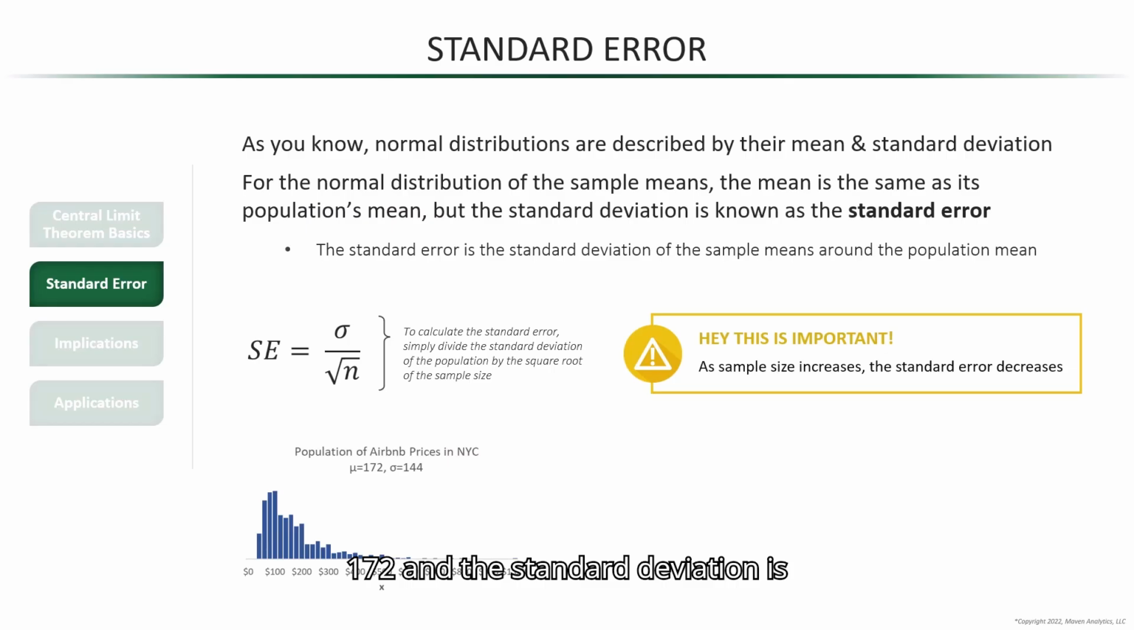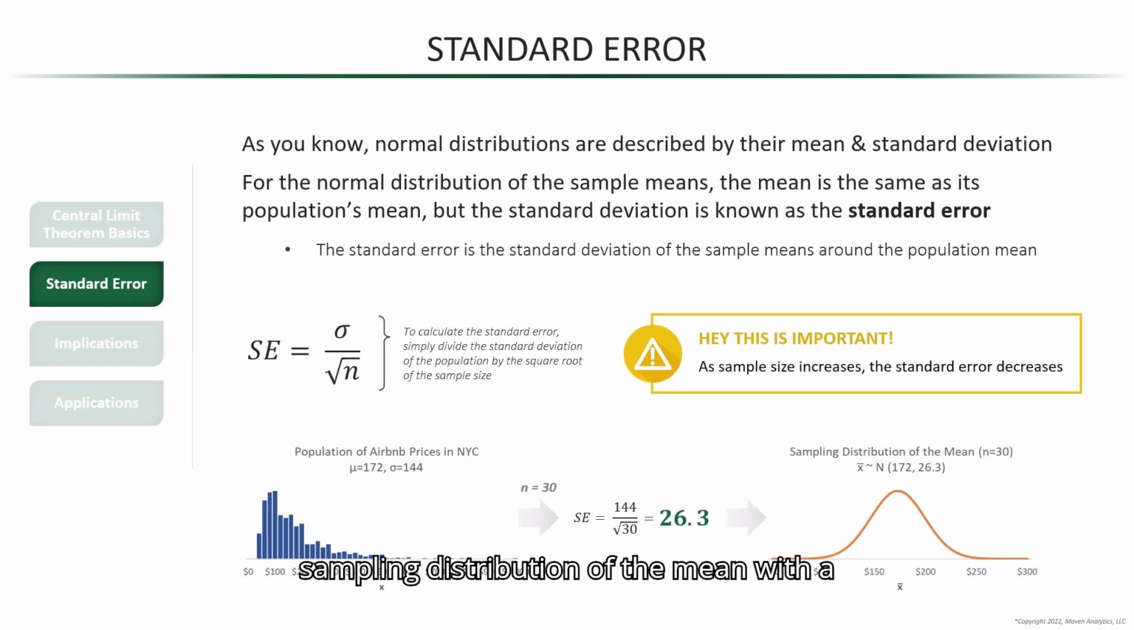Now, in our example of Airbnb prices in New York City, the population mean is 172 and the standard deviation is 144. So, if we assume a sample size of 30 prices, then we divide 144, which is the population standard deviation, by the square root of 30, and get a standard error of 26.3. And what this does is that it lets us build this sampling distribution of the mean with a mean of 172 and a standard deviation of 26.3, which is our standard error.